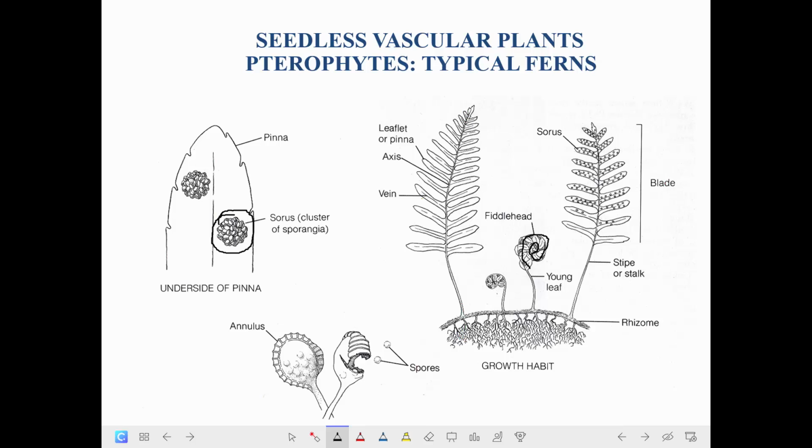And oh, by the way, the sporangia, very small, often have a belt of tissue called the annulus, which splits open the sporangium and releases the spores when it sort of reflexes back.